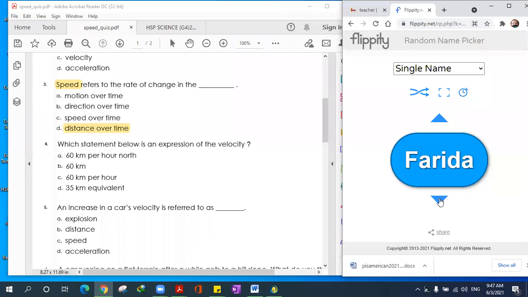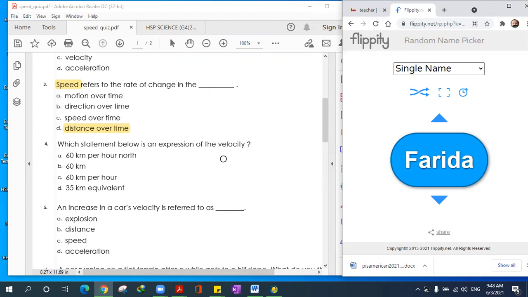I'm just sorry for interrupting you. So this one could be a little bit confusing, but it's way easier than you think. Okay, so read the question, please, and try to answer it. Which statement below is an expression of the velocity?